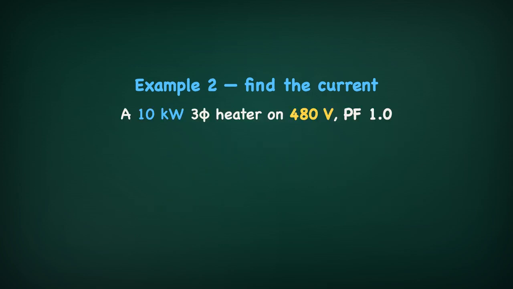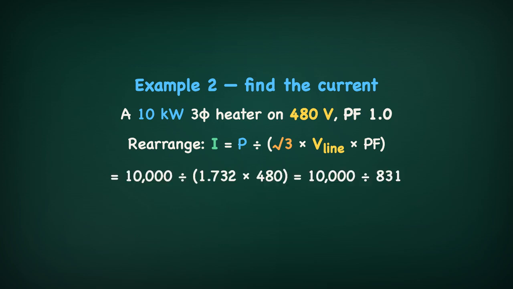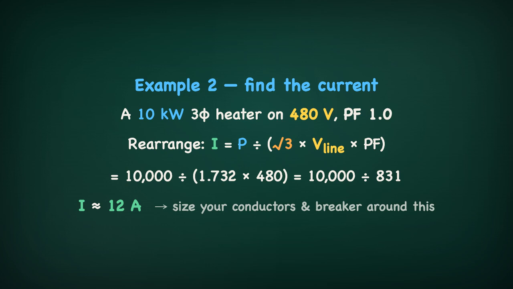Now the one you'll use most, finding the current. Say you've got a 10 kilowatt three-phase heater on 480 volts at a power factor of 1. Rearrange the formula. I equals P divided by root 3 times line voltage times power factor. That's 10,000 divided by 1.732 times 480. 10,000 over 831, about 12 amps. And that's the number you'd size your conductors and your breaker around.